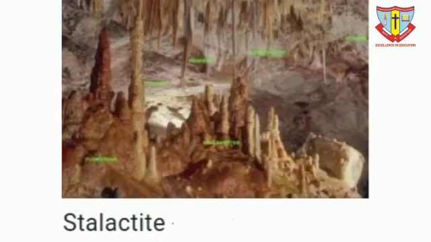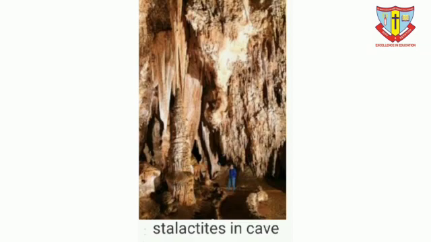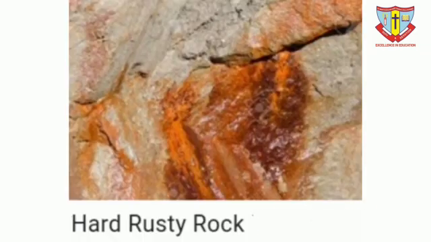Solution. Some minerals in the rock get dissolved in water. Limestone is formed due to chemical precipitation between water and alkalis.